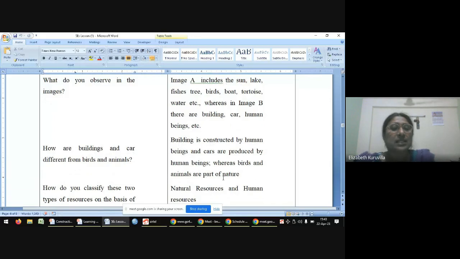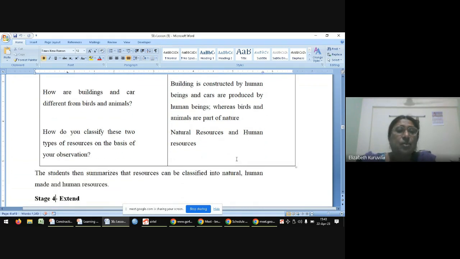Next, how are buildings and cars different from birds and animals? Buildings are constructed by human beings and cars are produced by human beings, whereas birds and animals are part of nature. These are the responses of the students. We are supposing that the students will give such responses.